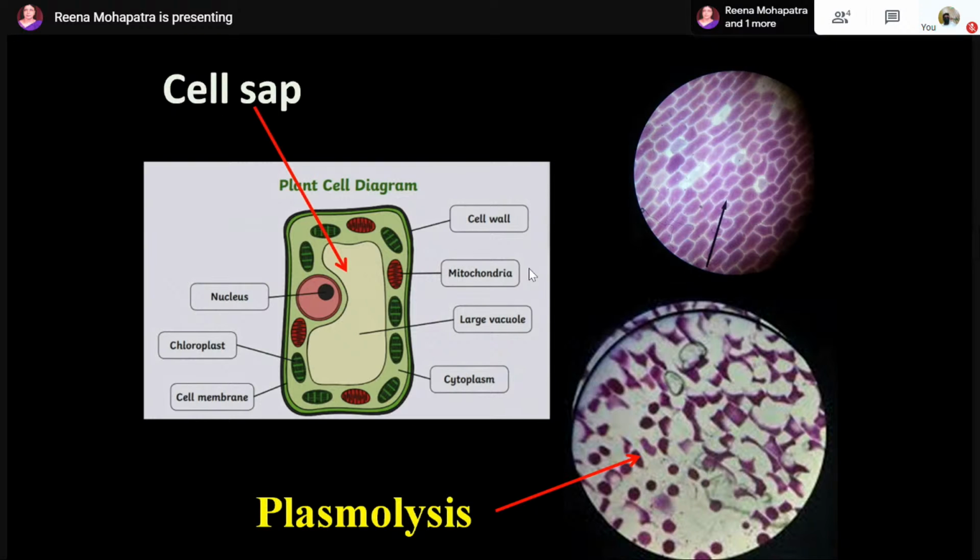In the book, you have one experiment. You have to take a Tradescantia leaf and peel it, and then you do this experiment, that is, you keep it in a hypertonic solution.